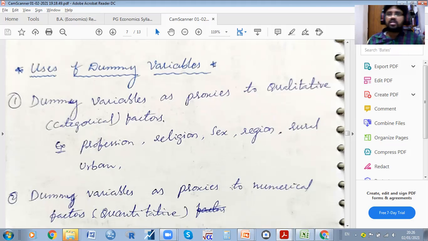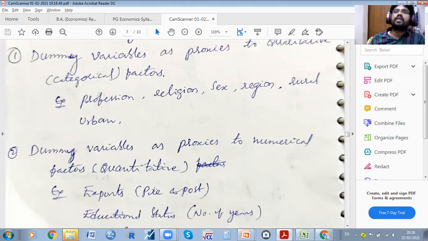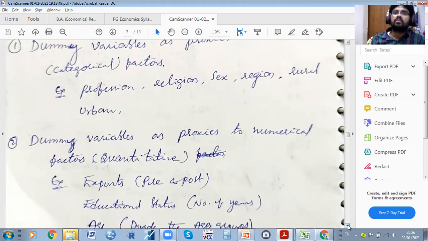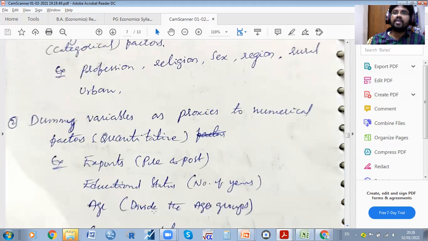Dummy variables can also be used as proxies for numerical, that is quantitative, factors. For example, exports pre and post, pre-exports and post-exports, and education status, number of years. If you take age and divide it into age groups, for example to study the impact of age on production, we can classify the groups: young is 1 and old is 0. So we can use such dummy variables as proxies for independent variables. I hope you understood.